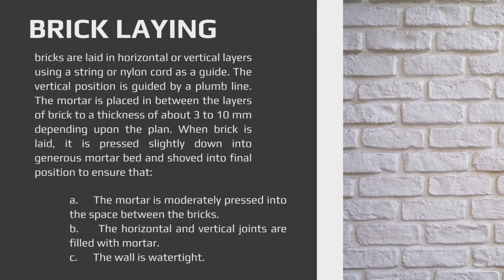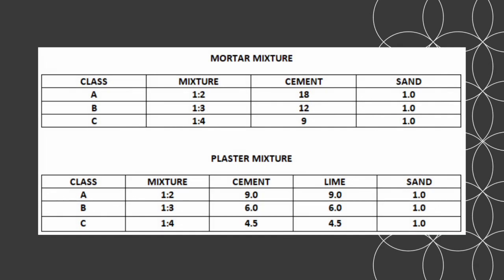Bricklaying. Bricks are laid in horizontal or vertical layers using a string or nylon cord as a guide. The vertical position is guided by a plumb line. The mortar is placed in between the layers of brick to a thickness of about 3 to 10 millimeters depending upon the plan. When brick is laid, it is pressed slightly down into a generous mortar bed and shoved into final position to ensure that the mortar is moderately pressed into the space between the bricks. The horizontal and vertical joints are filled with mortar. The wall is watertight. Mortar mixture and plaster mixture.